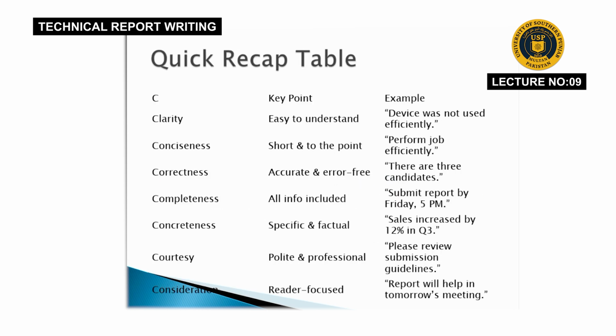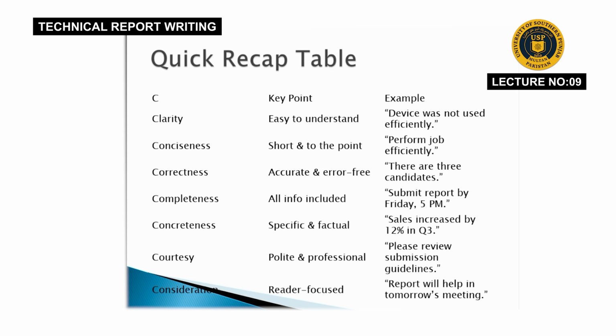Let's quickly summarize the 7 C's and how they apply to technical report writing. As you can see, clarity's key point is easy to understand. The second is conciseness, which is short and to the point. Next is correctness, which is accurate or error free. Completeness means all information is included. Concreteness means specific and factual information. Courtesy means to be polite and professional. Consideration means your report should be reader focused.